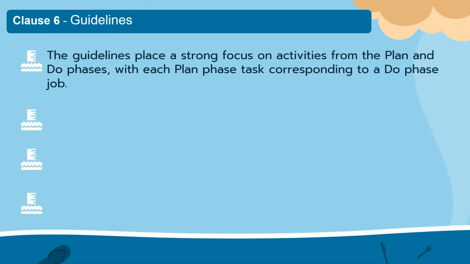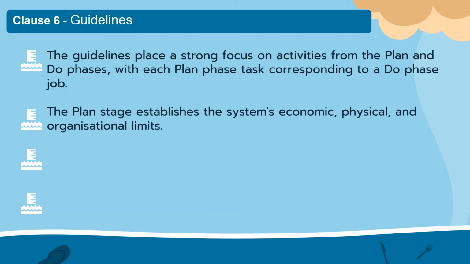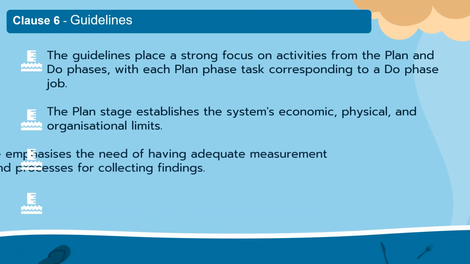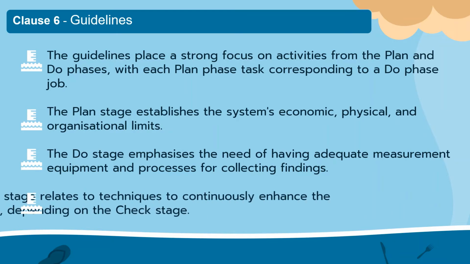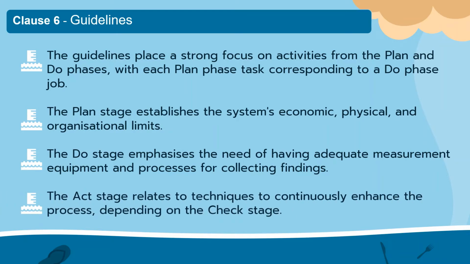Clause 6, the guidelines. The guidelines place a strong focus on activities from the plan and do phases, with each plan phase task corresponding to a do phase job. The plan stage establishes the system's economic, physical, and organizational limits. The do stage emphasizes the need for having adequate measurement equipment and processes for collecting findings. The act stage relates to techniques to continuously enhance the process, depending on the check stage.